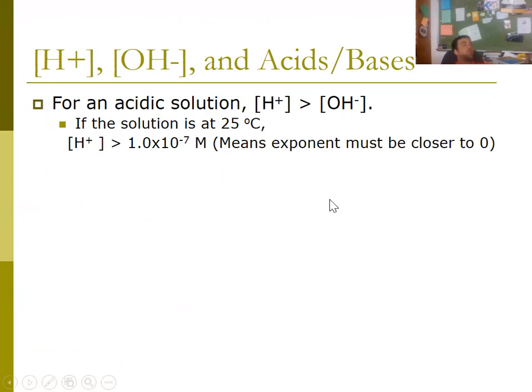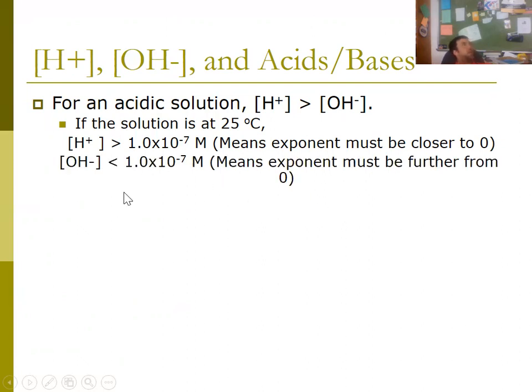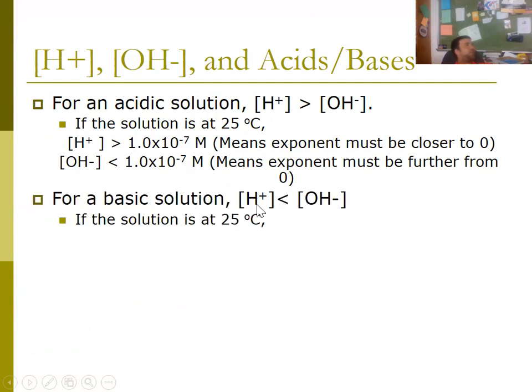2.0 times 10 to the negative 7 would still also be acidic. If it's basic, the concentration is less than that. So for a basic solution, the H plus concentration is less than the OH minus concentration. So in a basic solution, the H plus concentration would be less than 1.0 times 10 to the negative 7, because if I take the negative log of 1.0 times 10 to the negative 7, I would get 7.